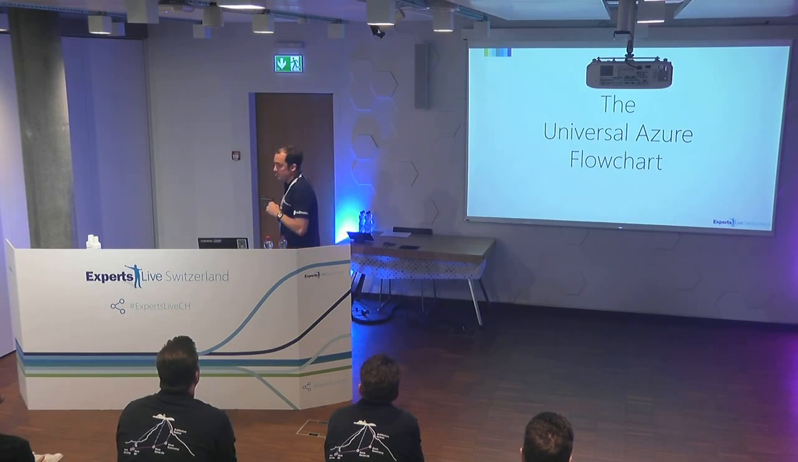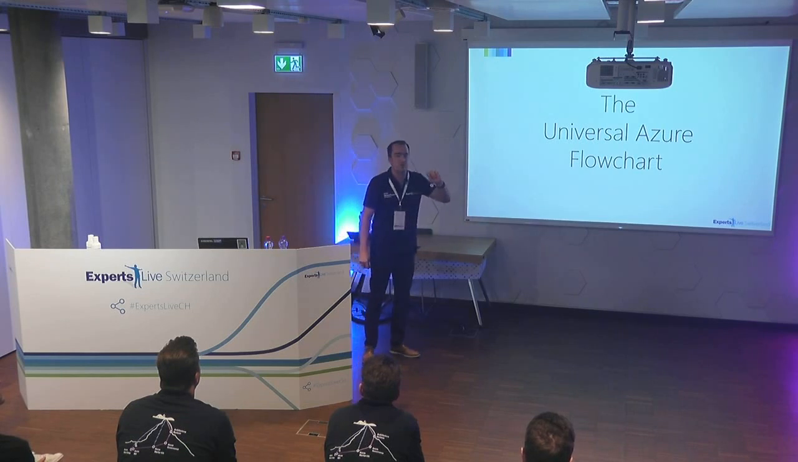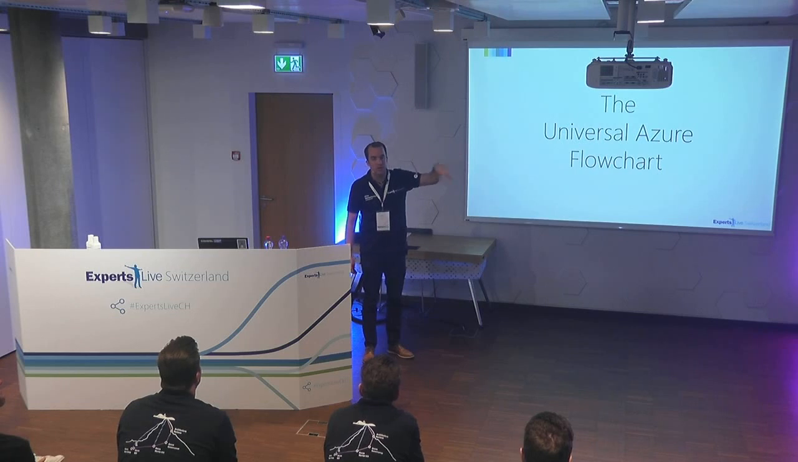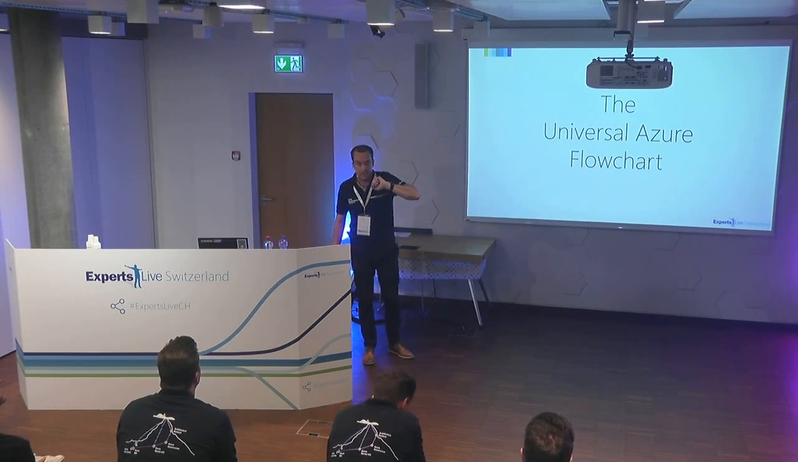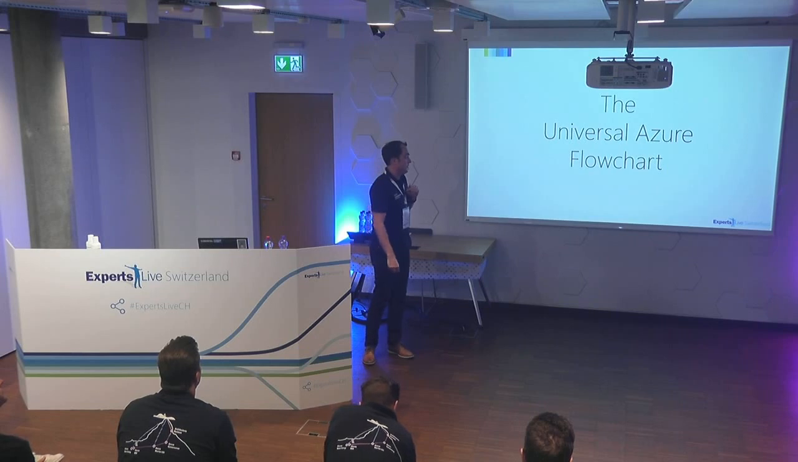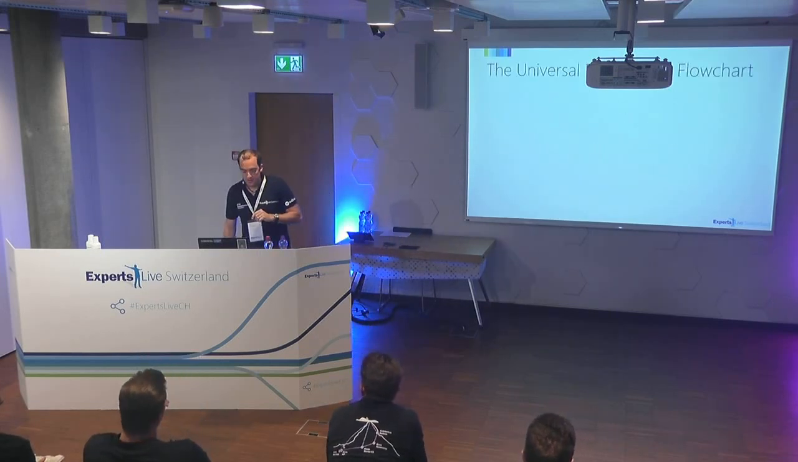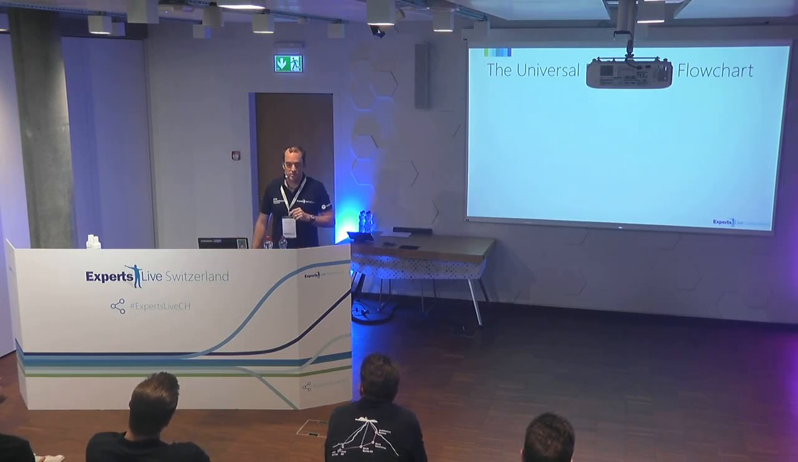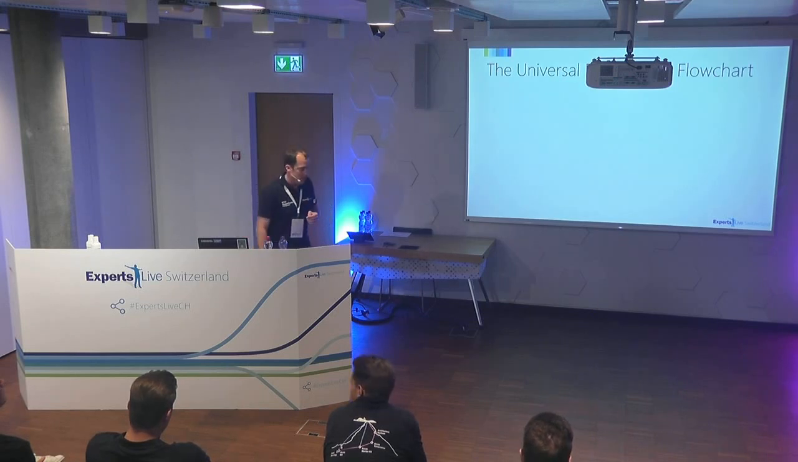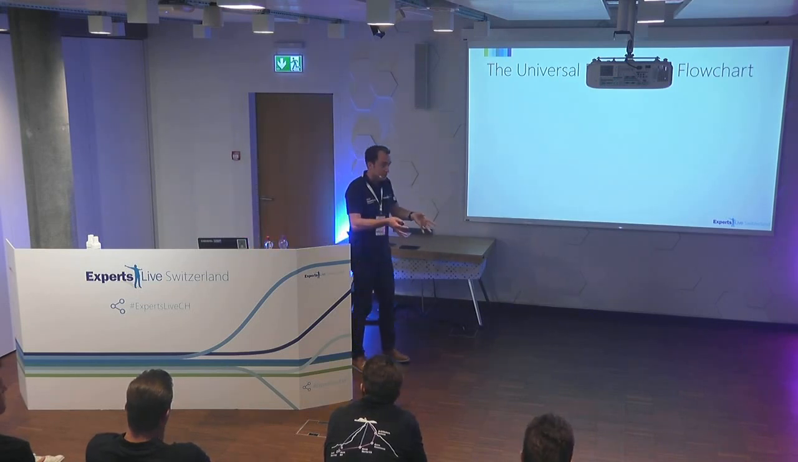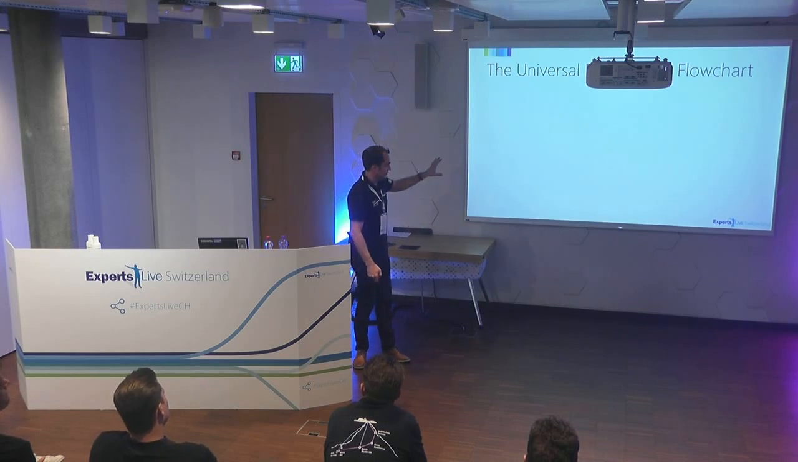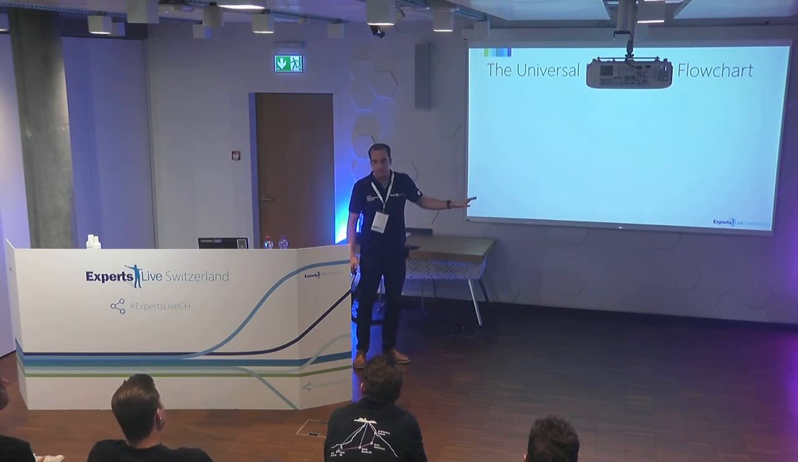And then I thought it would be great if we had some kind of flowchart where we can start at the top and answer questions like, what do I need to know? Do I have the service already? Or do I want to find out if I should get it? And so on. The idea behind the Universal Azure Flowchart came from the Universal Engineering Flowchart. I don't know if anyone is familiar with this one. It's quite simple. If you have an engineering problem, so something's broken and you need to fix it, you can follow this flowchart, and it works for all cases.